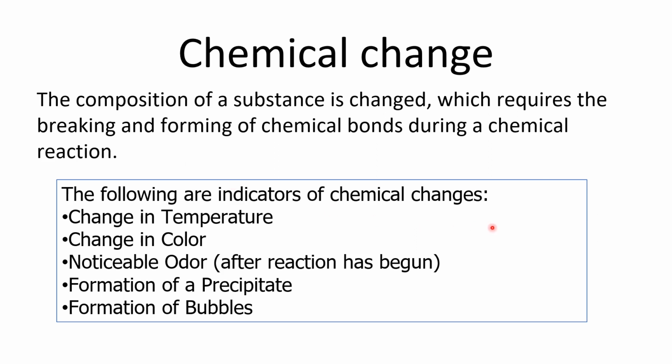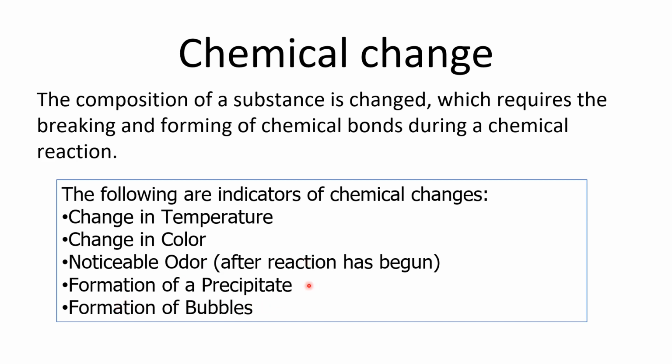And there are some indicators which can tell you that the reaction is a chemical change. For example, again, the change in temperature might be there based on exothermic or endothermic reaction, and then change in color. If the product formed is of different color, then there might be a change in color. Then there might be a different smell of the product formed. So that's why we can say that the chemical change has happened.